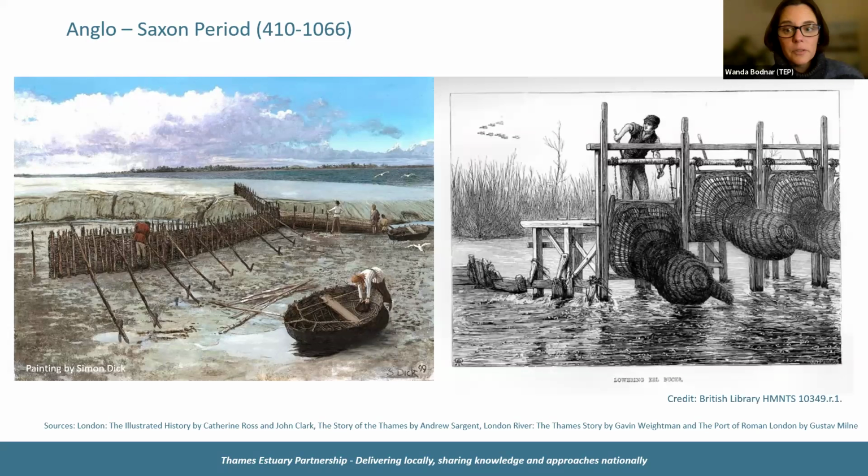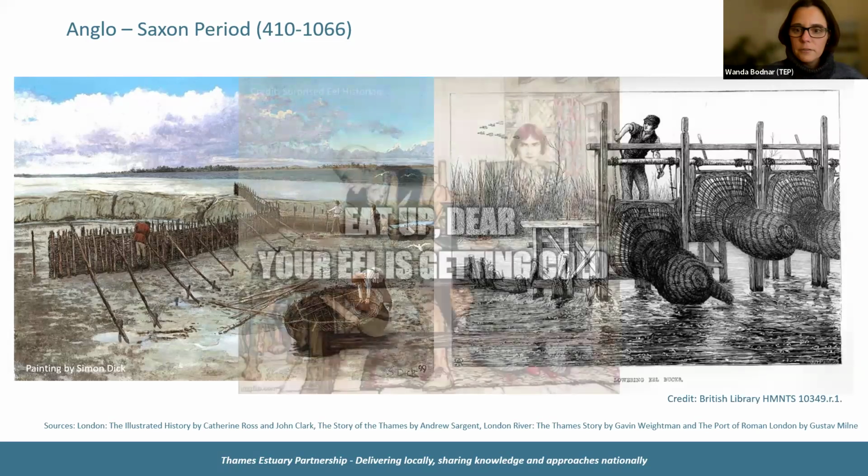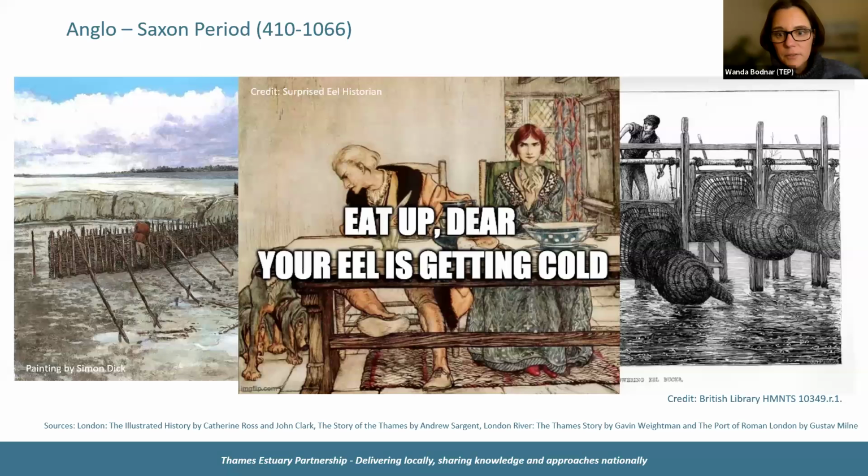They also used specific eel bogs, which were facing upstream to capture eels during their seaward migration. At this time, eels took up about 50% of the fish biomass in the Thames and were especially favored during Lent as a meat substitute, as people thought that eels were reproducing asexually.